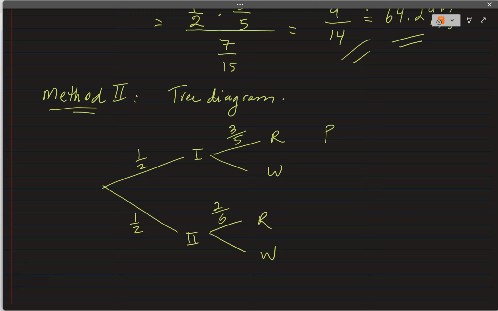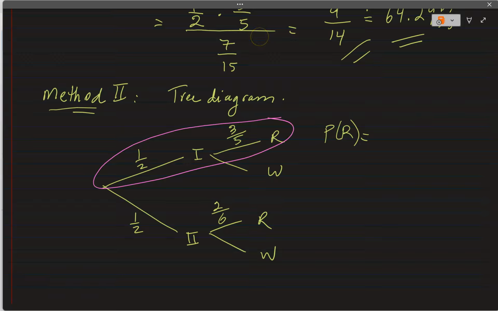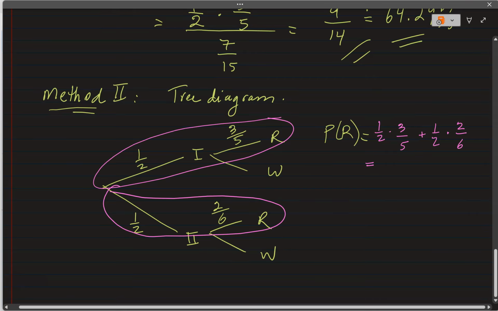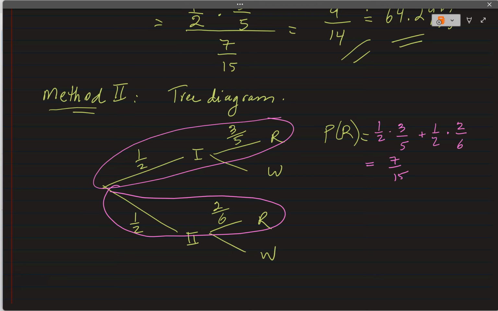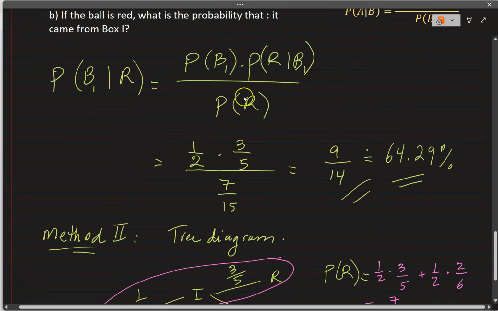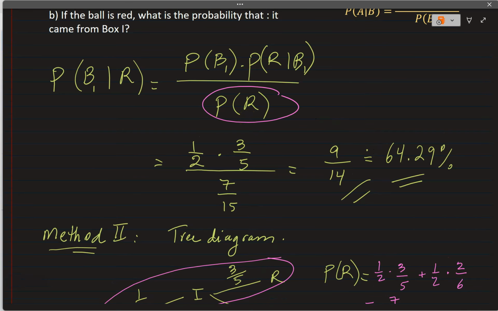So what is the probability of being red? We need to add this branch and this branch. We already know that. So you just say 1/2 times 3/5 plus 1/2 times 2/6, and when you multiply that out, you get 7/15. When you do the math, you get 7/15. Simple as that. Now you take this, the total probability, and that goes in the denominator for Bayes' law. This is the probability of red right here. We just got that.